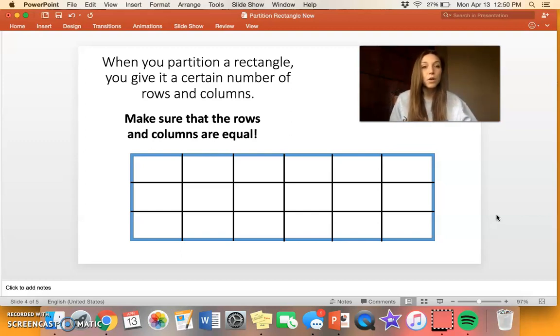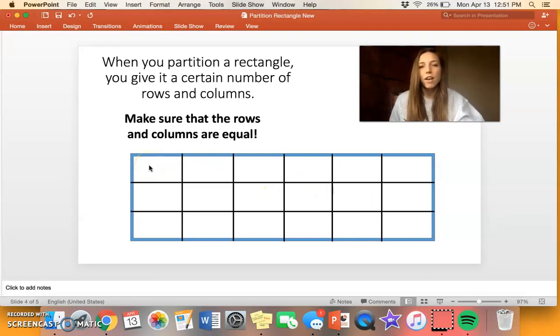So I want you to take your hand and I want you to repeat after me. Columns go up and down. All right, I want you to say it now. Columns go up and down. Now I want you to say that rows go side to side. All right, repeat with me now. Rows go side to side. That's a pretty good way to remember that columns go up and down, rows go side to side. I always use those hand movements because those help me remember.